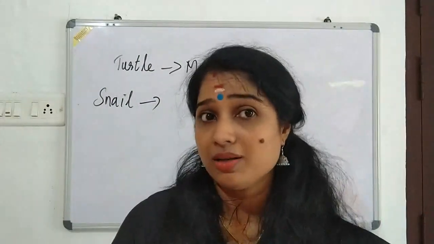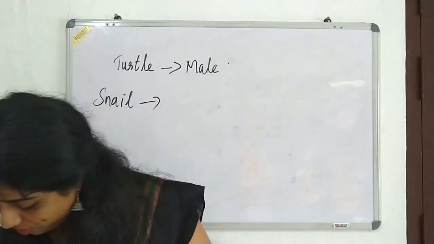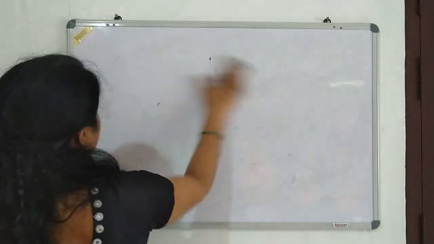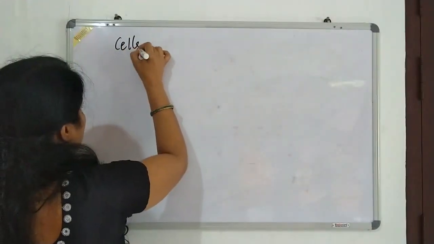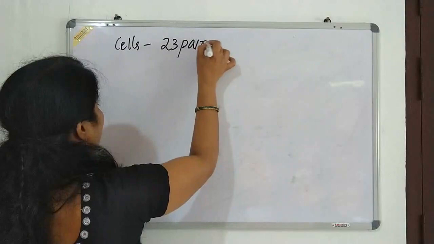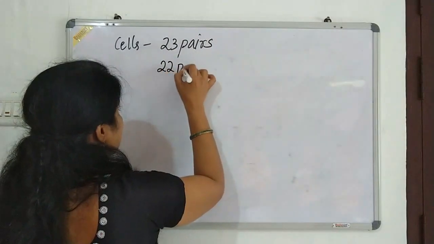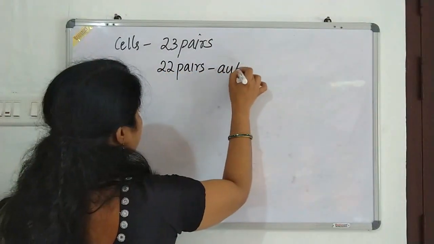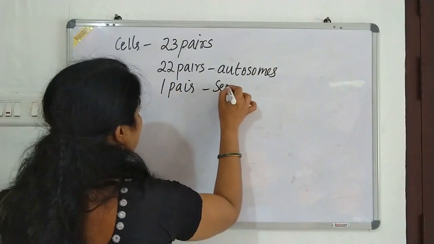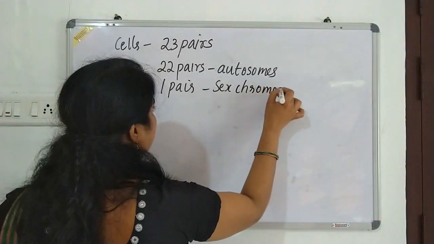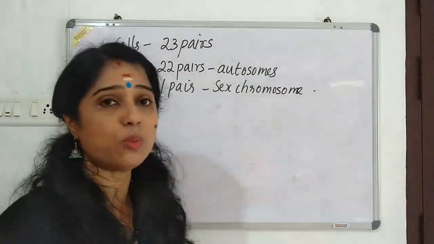Now we can come to the human beings. We all know it is genetically determined. Sex determination in human beings is a very, very important question for the examination. Our cells have how many chromosomes? 23 pairs. All the cells have 23 pairs of chromosomes. Among these 23, the 22 pairs we call autosomes. And the balance one pair is the sex chromosome.